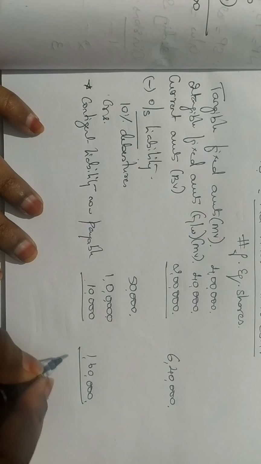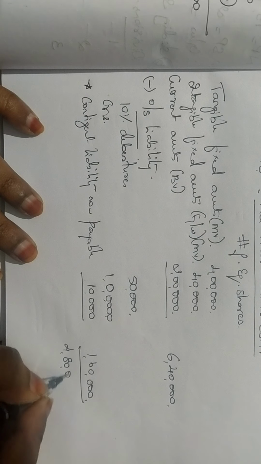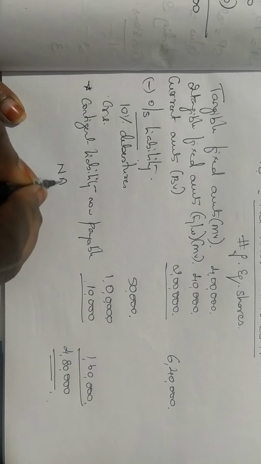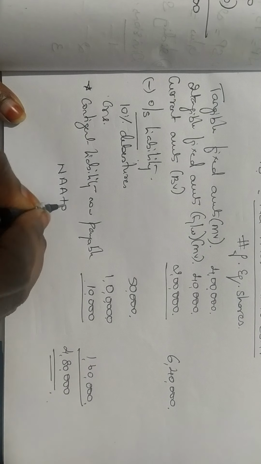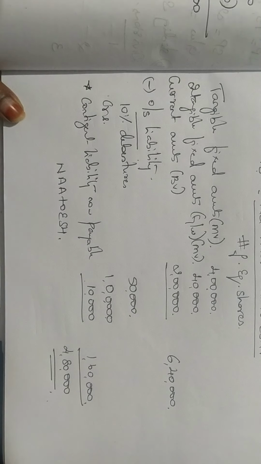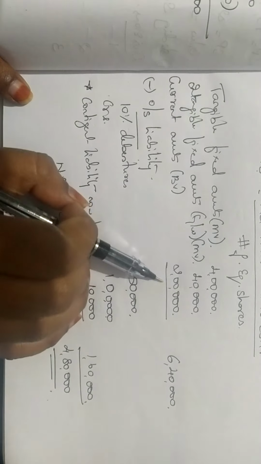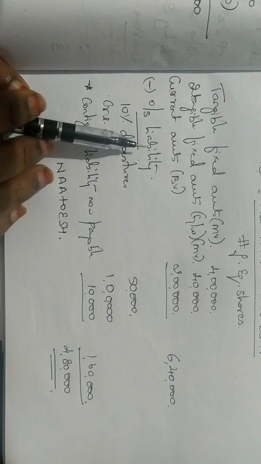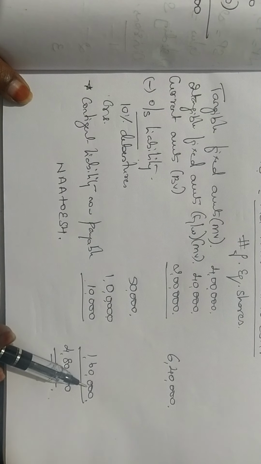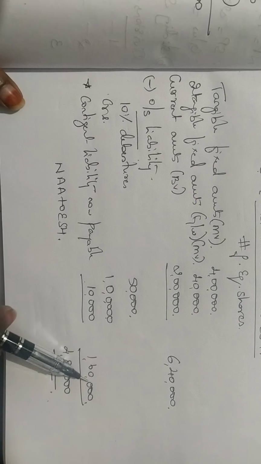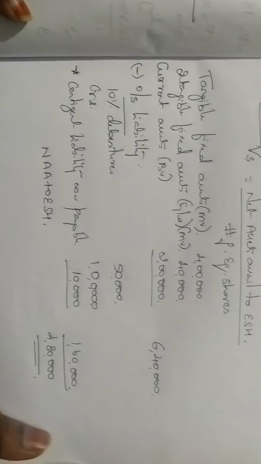So minus these two, you get 4,80,000. This 4,80,000 is the net assets available to equity shareholders. What I have done is I have taken all the assets total and I have taken all the liabilities total. Preliminary expense is a fictitious asset, so it should not be included. So now substitute in the formula.